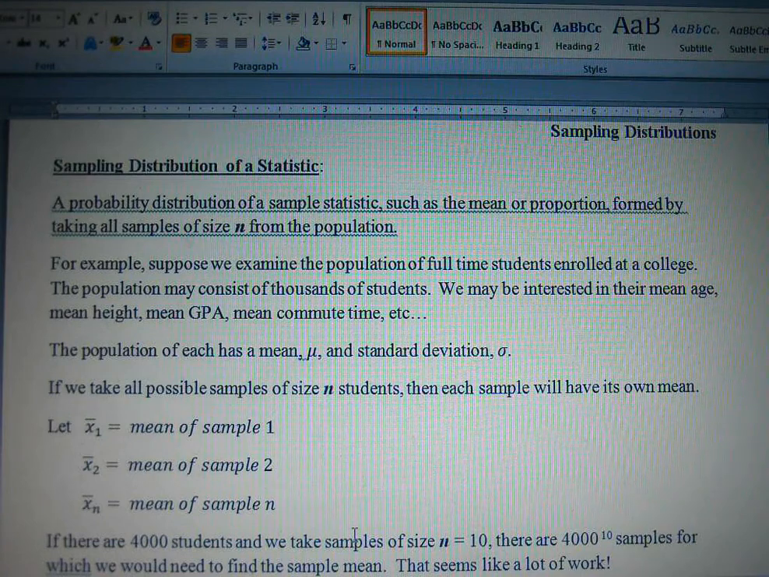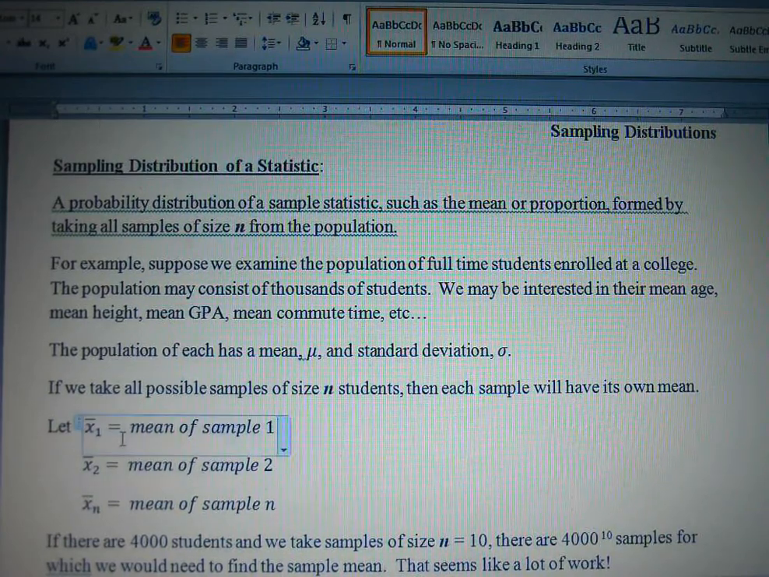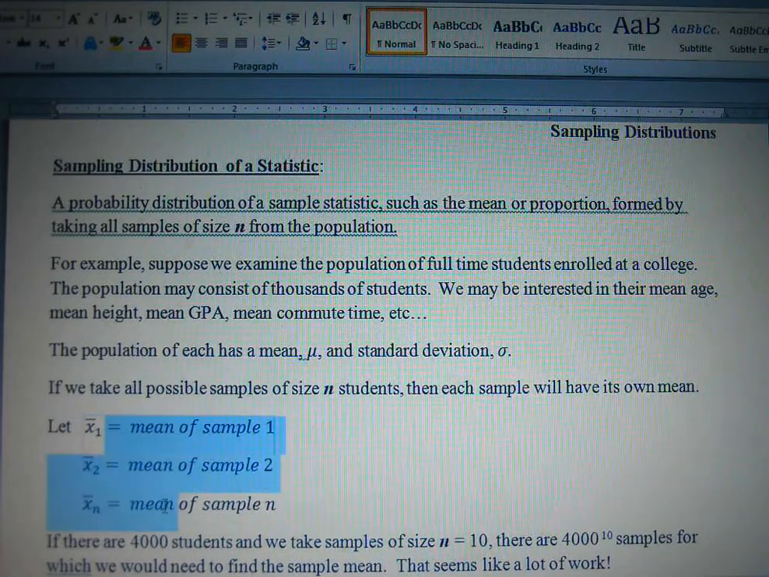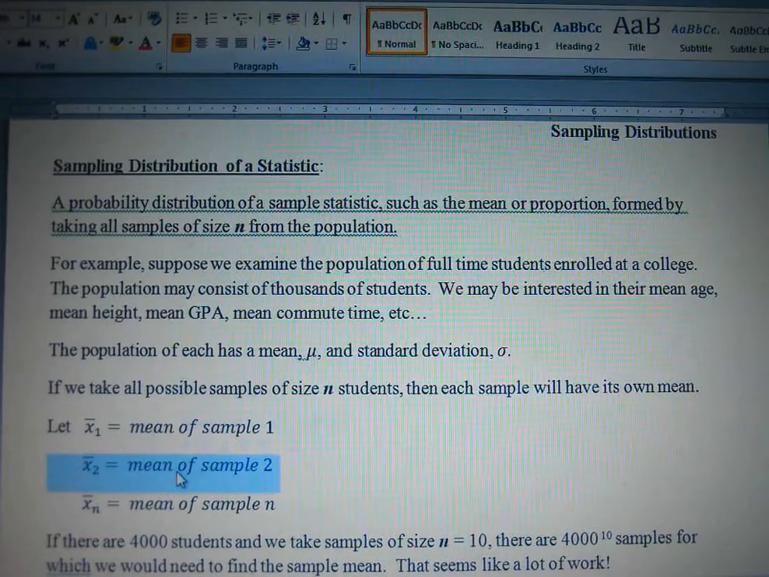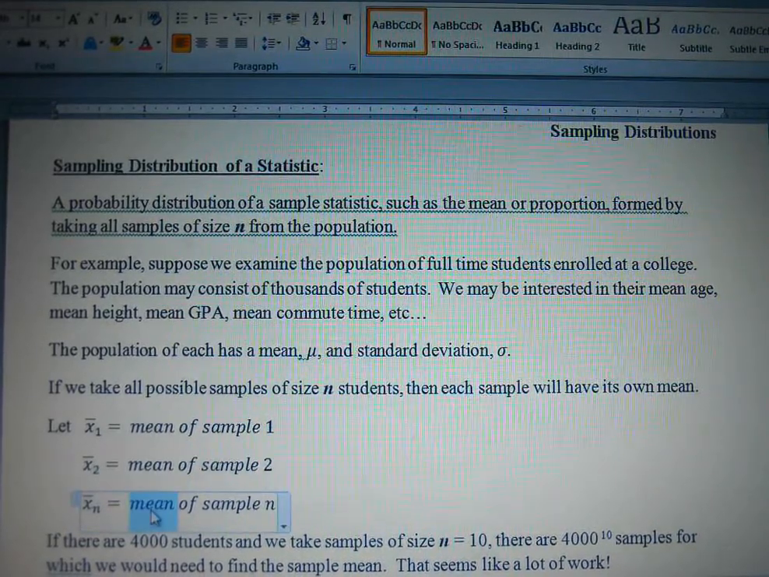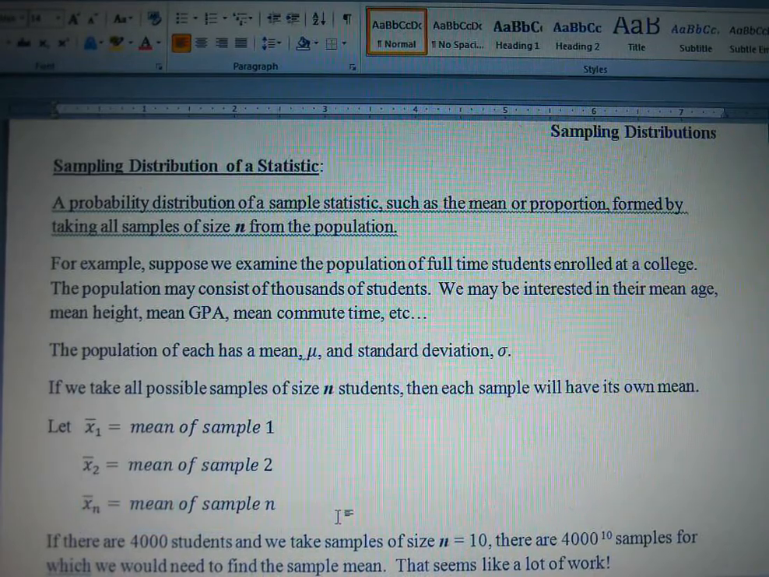If we take all possible samples of size n students, then each sample will have its own mean. So x bar sub 1 will be the mean of sample 1. X bar sub 2 will be the mean of sample 2. And x bar sub n will be the mean of sample n.